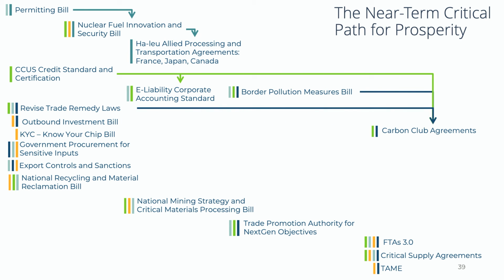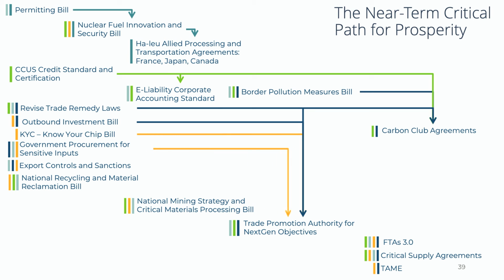And if you want carbon border adjustments and carbon club agreements, you need all of those preceding things, plus you need a revision of your trade remedy laws, because you're not going to have comfort to negotiate new agreements until you get your remedy laws in place and businesses feel that they're going to be protected regardless of what the US government is out negotiating. Similarly, you need trade remedy laws before you can get TPA. And same for the outbound investment bill, for Know Your Chip, for government procurement of sensitive inputs, and for revision of export controls and sanctions.